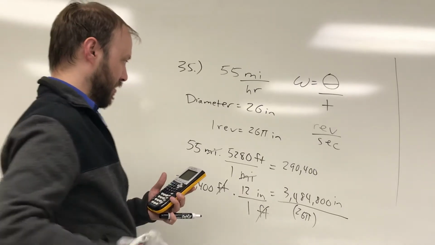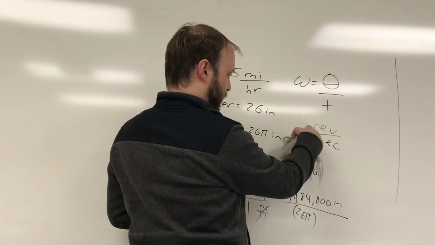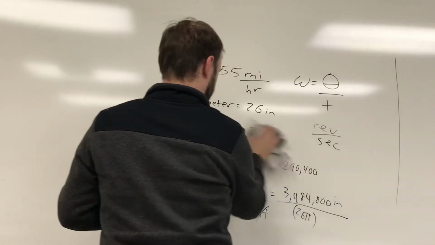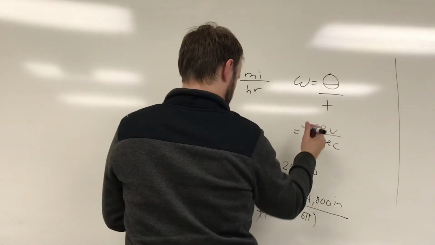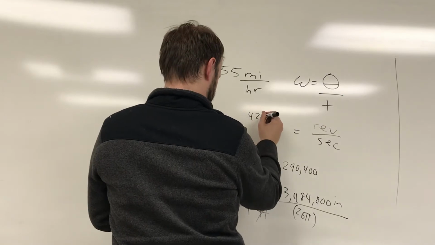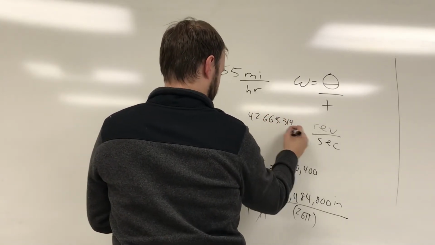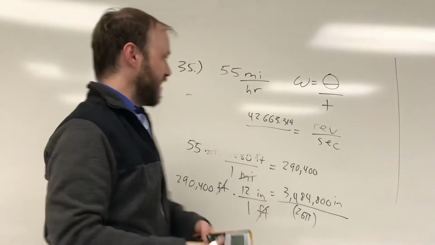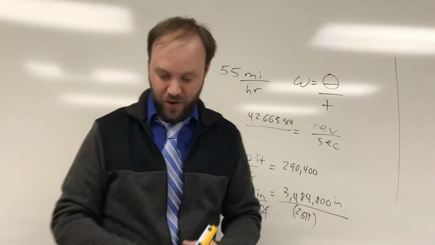42,663 revolutions, okay? So again, we want the number of revolutions per second, okay? So I'm going to write this down here. We're going to have a total of about 42,663.319 revolutions. I did round slightly there, okay? Divided by the total number of seconds, okay? Well, it's going 55 miles in 1 hour, so I need to convert 1 hour to seconds.